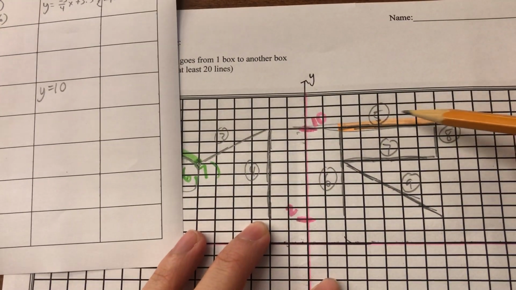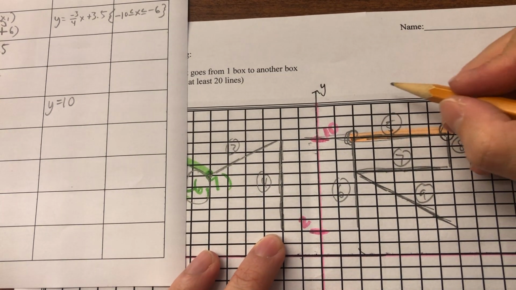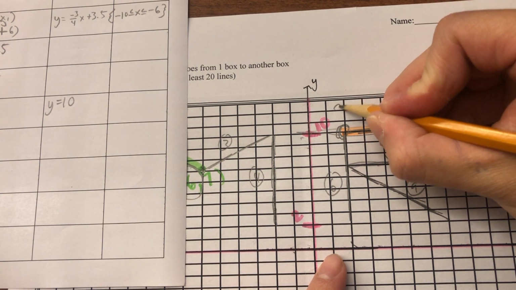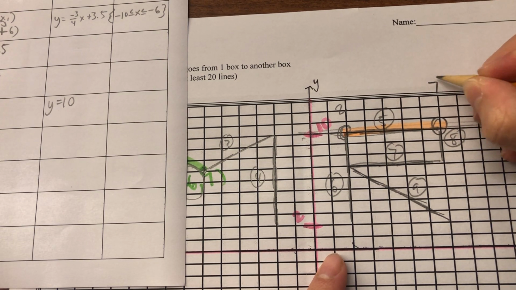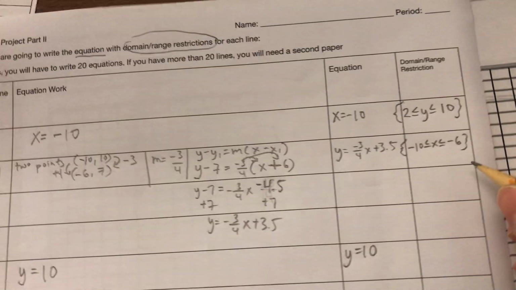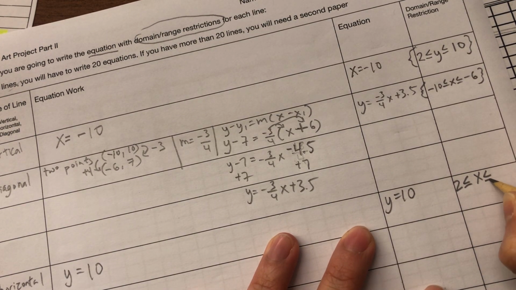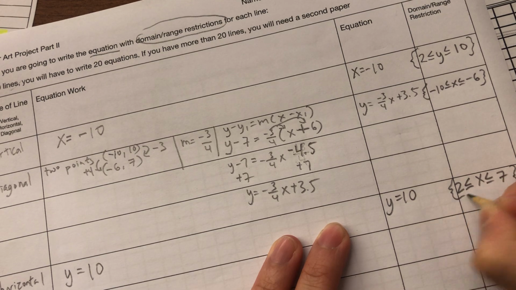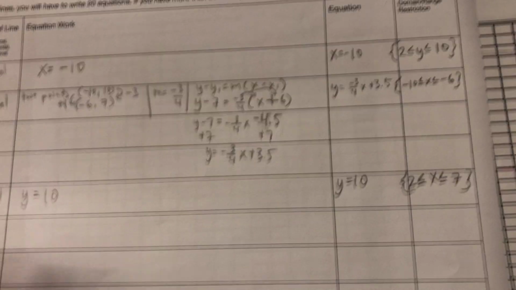Now I need to cut this because I don't want this line to go all the way through. I only want it from here to here. So for this one, I'm going to do a domain restriction. I'm cutting it from 2 to 7. So again, your domain restriction goes from the most left value, 2 is less than or equal to x, less than or equal to 7. When you graph this, it'll all make sense later. But for now, we need to write the equation, so when we graph it, it'll be a lot easier.